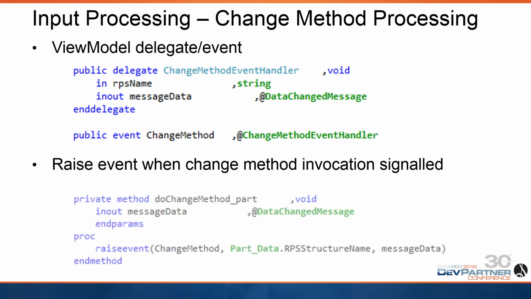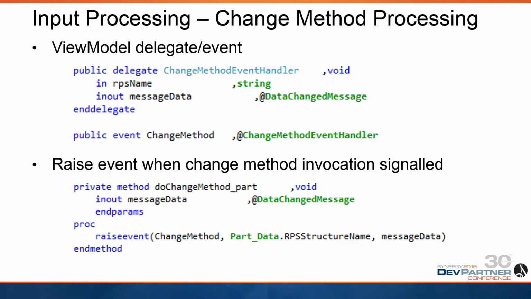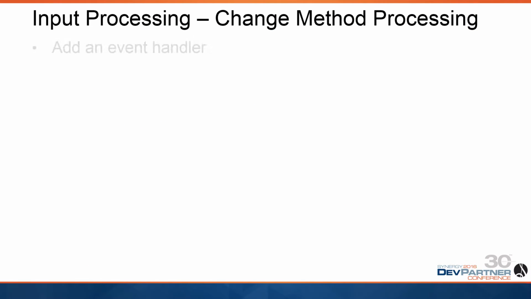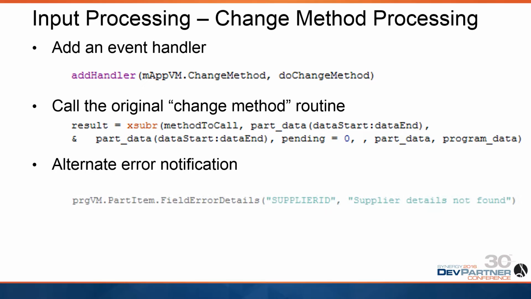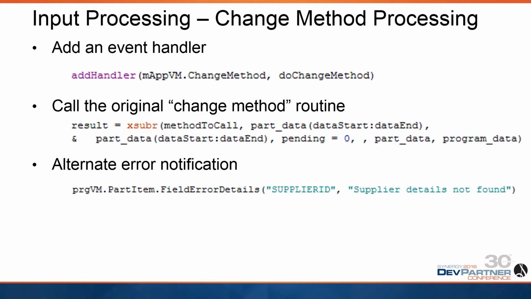So you will raise the event back to the boilerplate. This is still in the .NET side. Now we're back in the boilerplate code. You add the handler for your change method. You xcall xsubar it. And in there, you have an alternative notification. So instead of putting a uMessage back up, you actually tell the data object that the field is not valid.